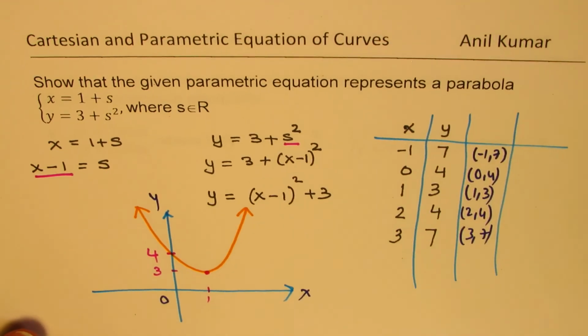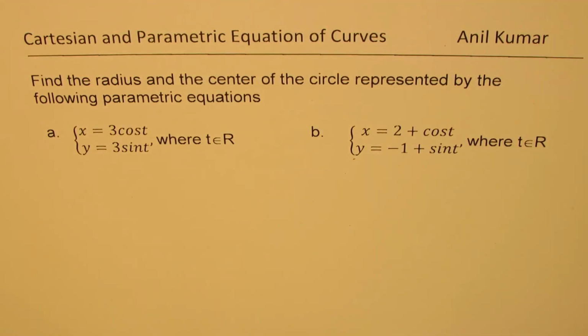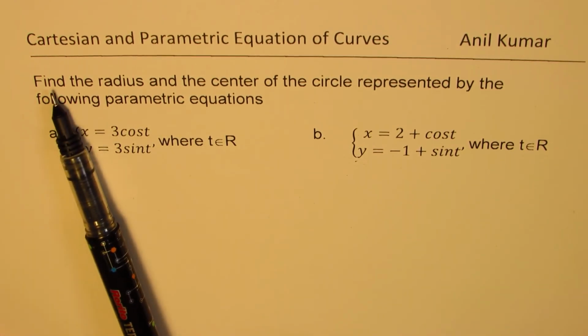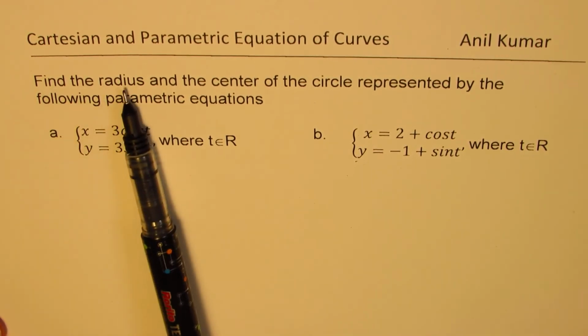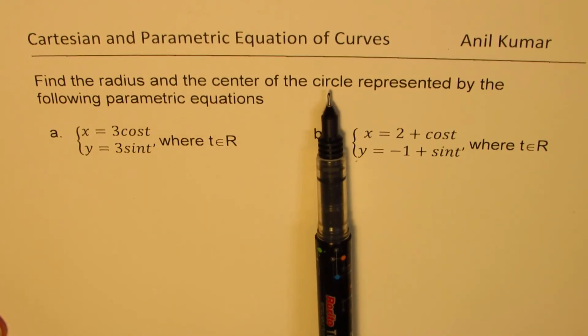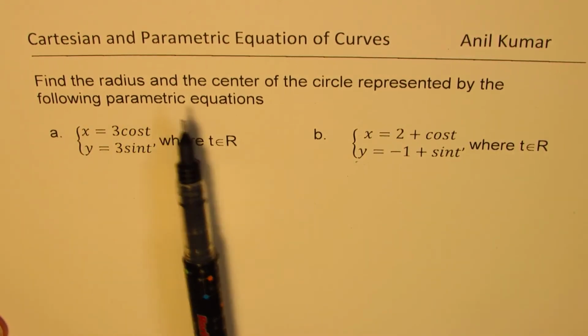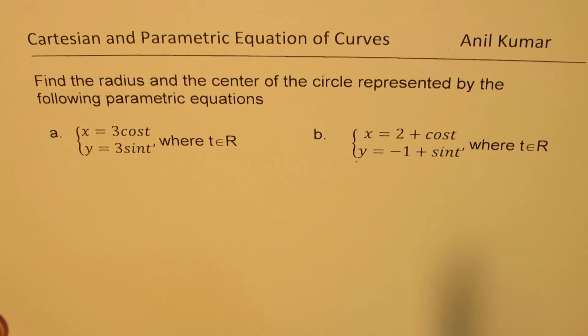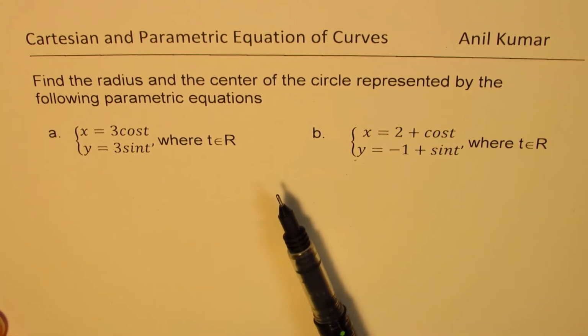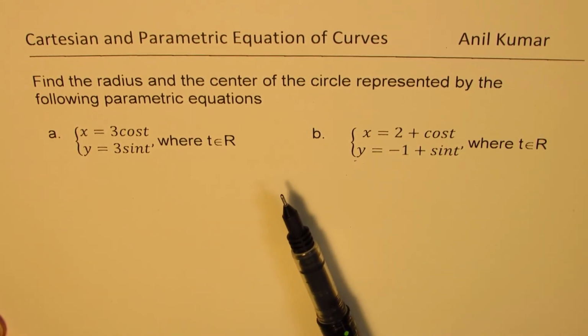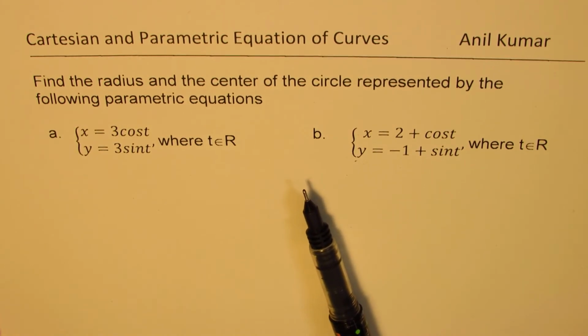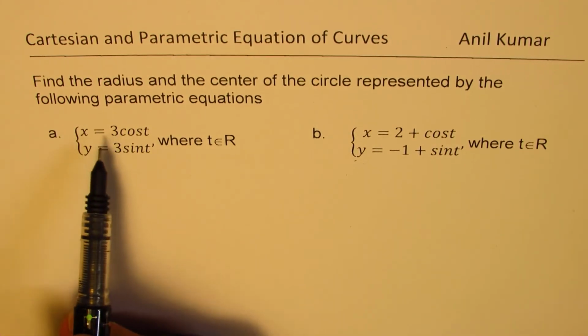Two more examples to go, and these are for the circle. So the question here for you is, find the radius and the center of the circle represented by the following parametric equations. We have two equations here. Now, in many test papers, we have questions like this. So I've taken questions very similar to what you should expect in any good exam or test. Now let's look into these equations.